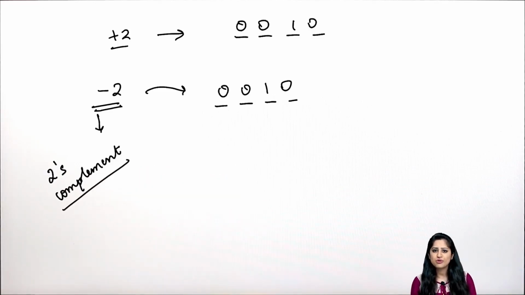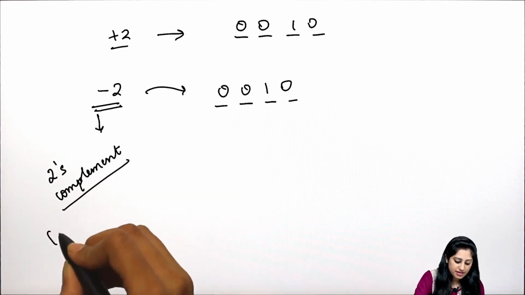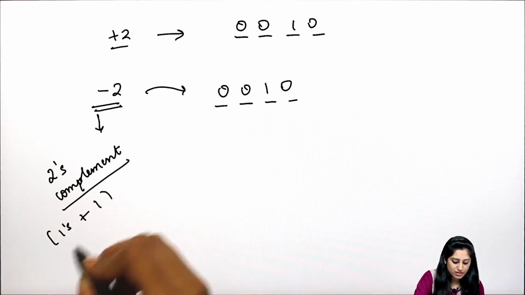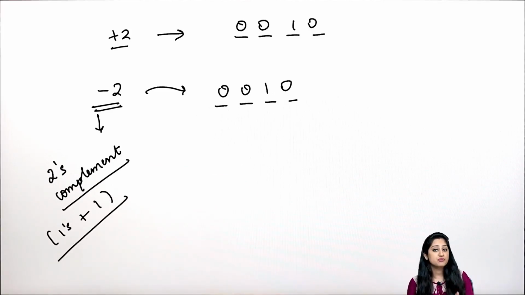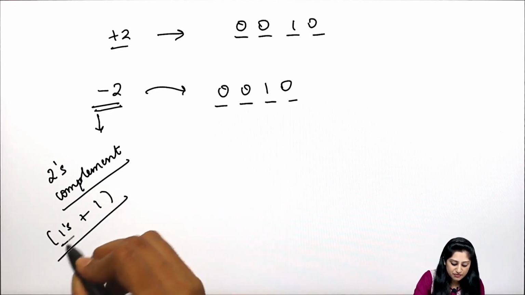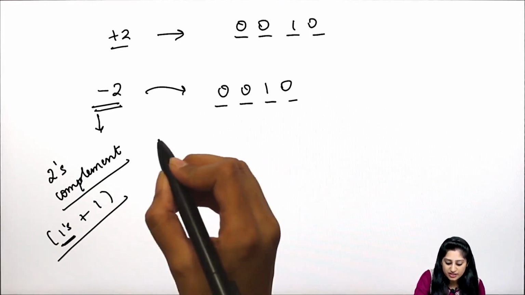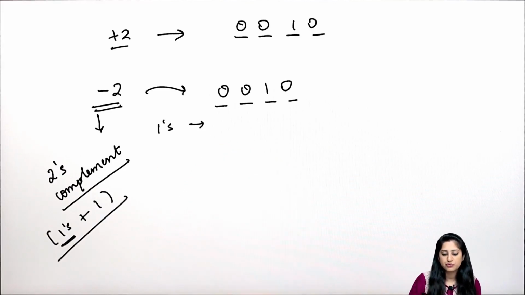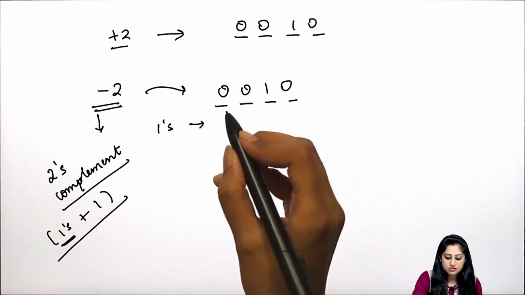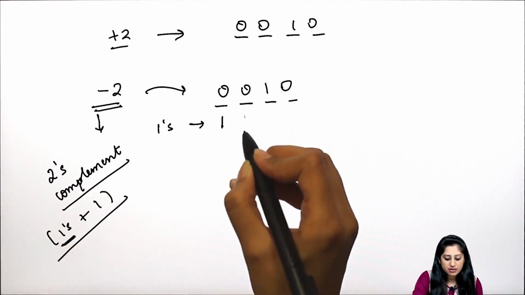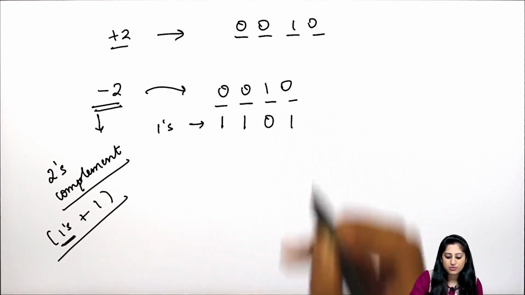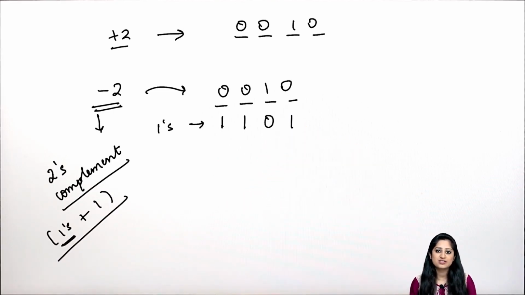Now what exactly is 2's complement form? 2's complement is 1's complement plus 1. So if you have to store minus 2, you have to calculate the 2's complement. How can you calculate 2's complement? First calculate 1's complement. Calculating 1's complement is pretty easy. All you have to do is just reverse all bits or toggle all bits. If it is 0, make it 1. If it is 1, make it 0. So this is 1's complement.